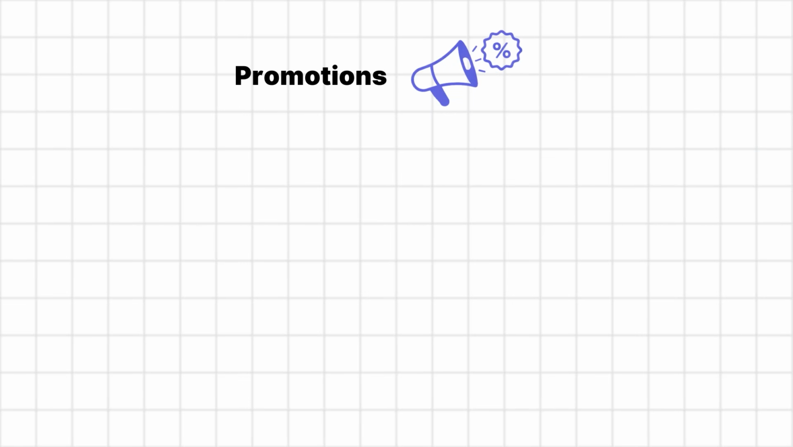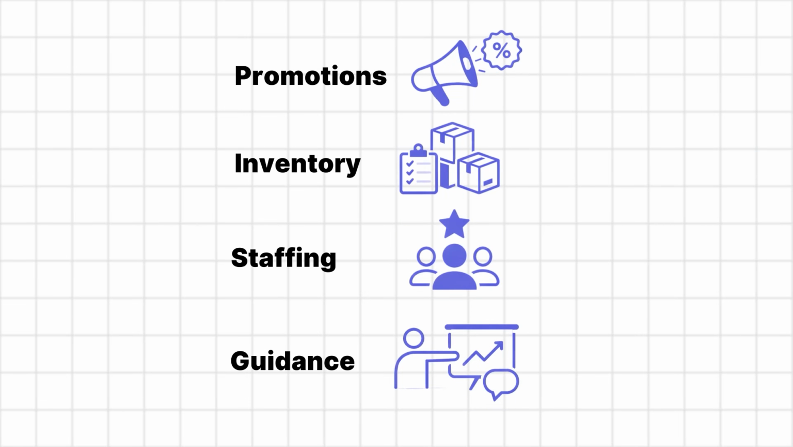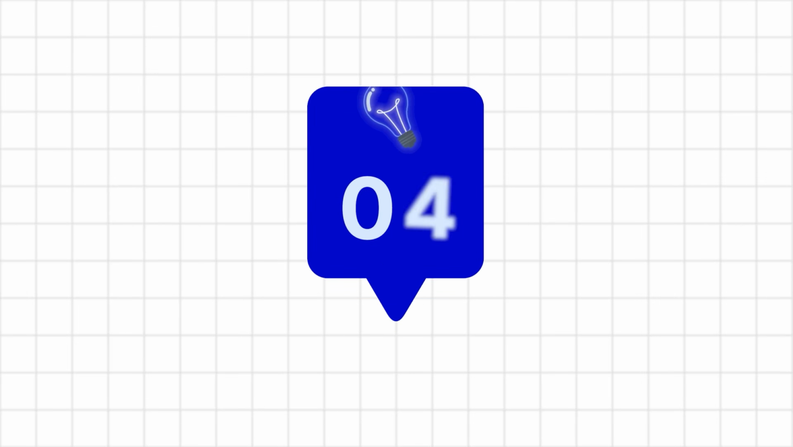Now, seasonality guides decisions on promotions, inventory, staffing, and guidance, but it doesn't make decisions automatically. When executed correctly, your revenue's hidden calendar becomes more visible, more quantified, and ready for strategic interpretation. Now we can move on to tip number 4.